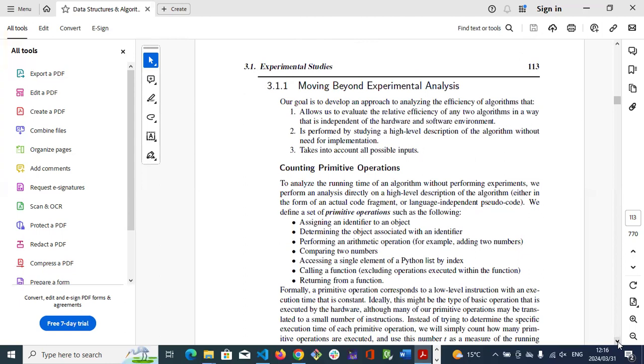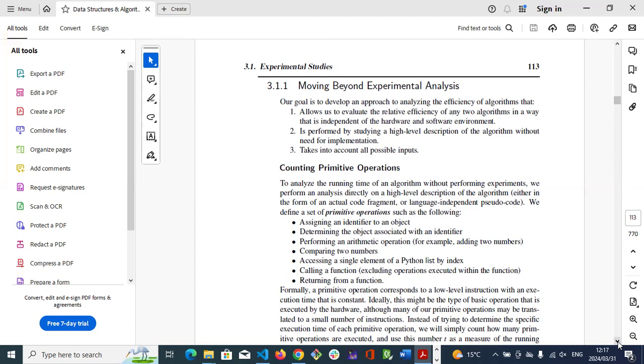Our goal is to develop an approach to analyze the efficiency of algorithms. So our goal is to understand the efficiency or effectiveness of the algorithm. First, it allows us to evaluate the relative efficiency of any two algorithms in a way that is independent of the hardware and software environment. Second, it is performed by studying a high-level description of the algorithm without the need of implementation, and takes into account all the possible inputs.